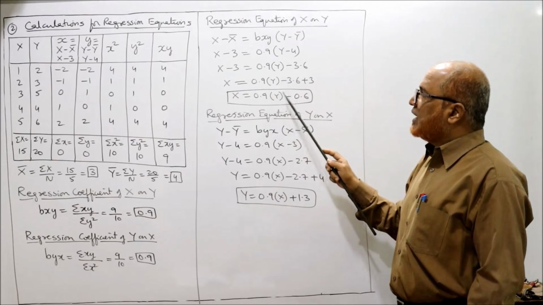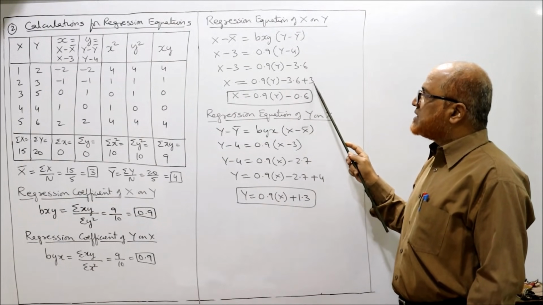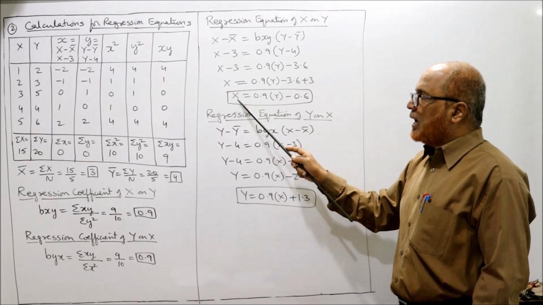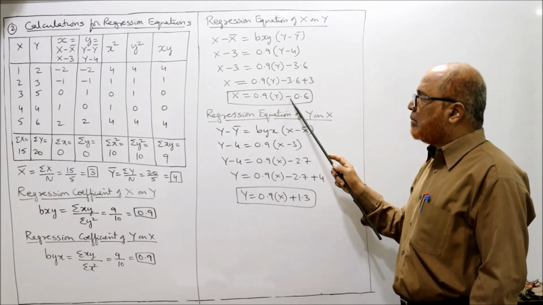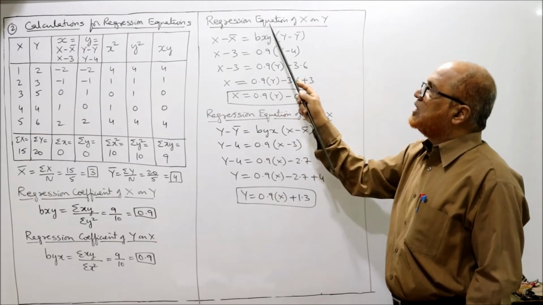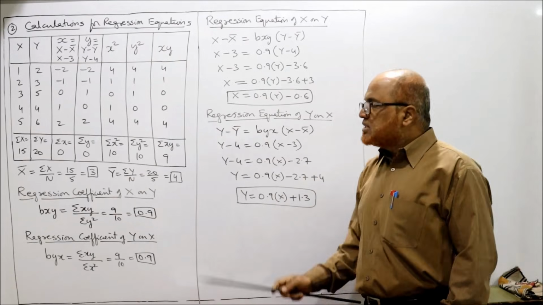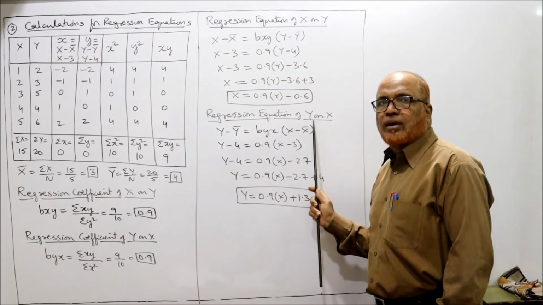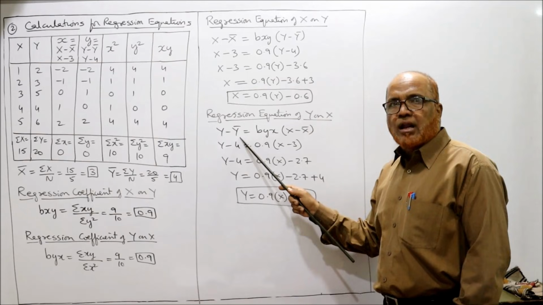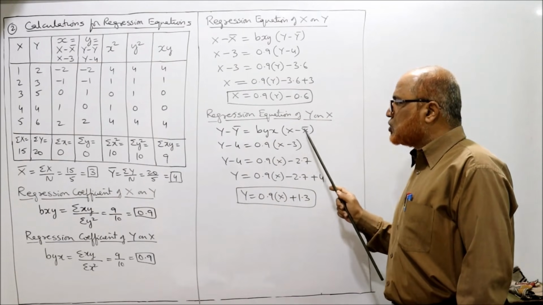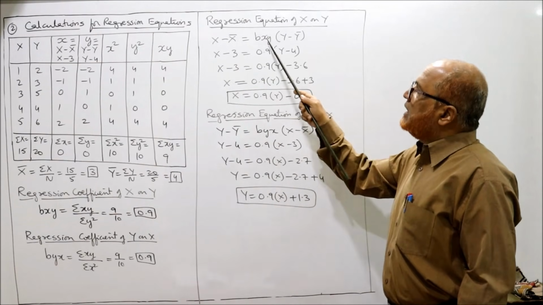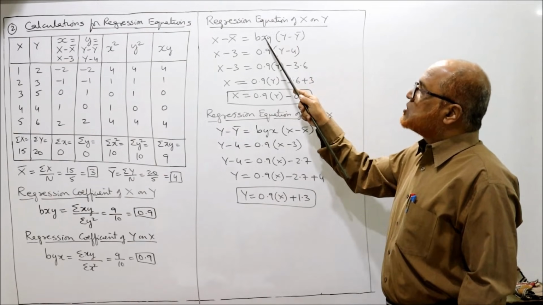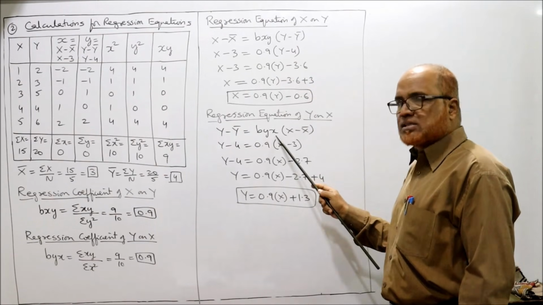So 0.9y minus 3.6 plus 3 minus 0.6. So x is equal to 0.9y minus 0.6. This is the regression equation of x on y. Similarly, regression equation of y on x. So y minus y bar is equal to byx into x minus x bar. Here bxy was for x on y, and for y on x it is byx.